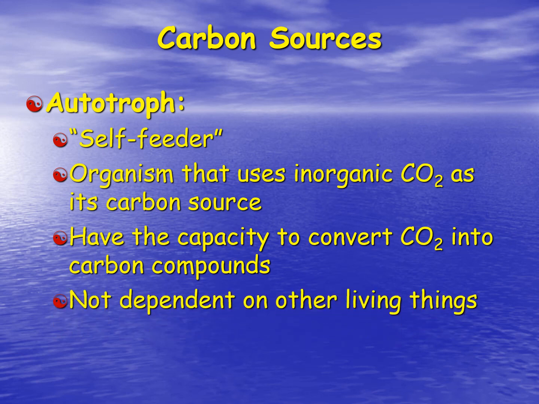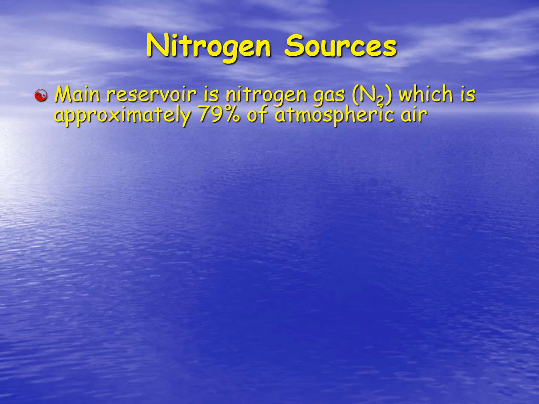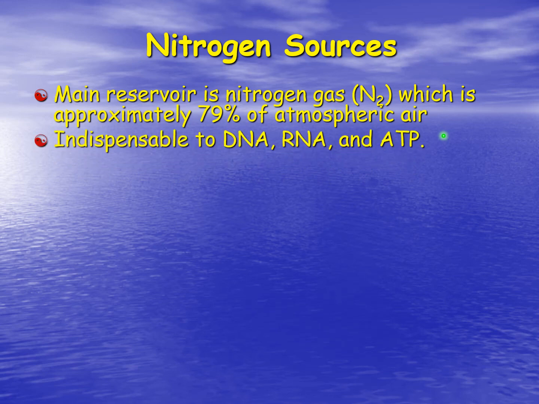Typically, autotrophs are not dependent on other living things, but they are usually dependent upon photosynthesis. So where do we get nitrogen? Well, the main reservoir of nitrogen is actually the nitrogen gas that we find in atmospheric air. It makes up approximately 79% of the atmospheric air surrounding us. Nitrogen is an indispensable component for DNA, RNA, ATP, and other protein structures.